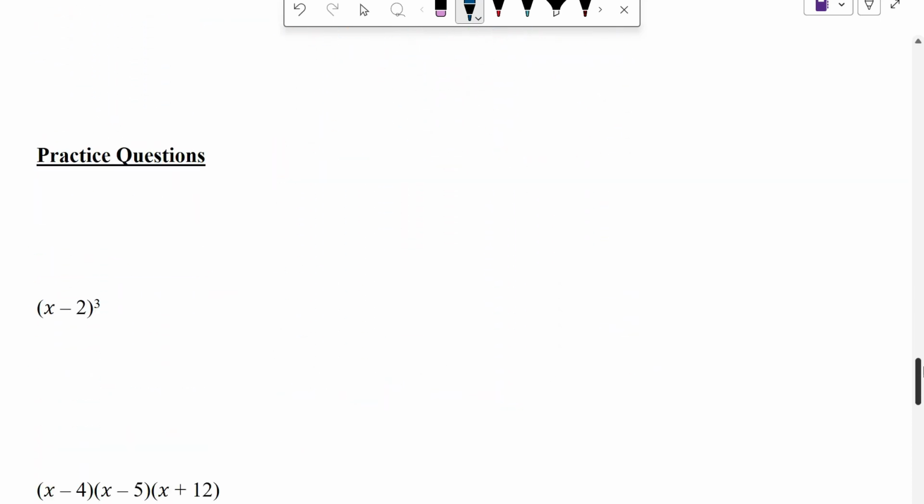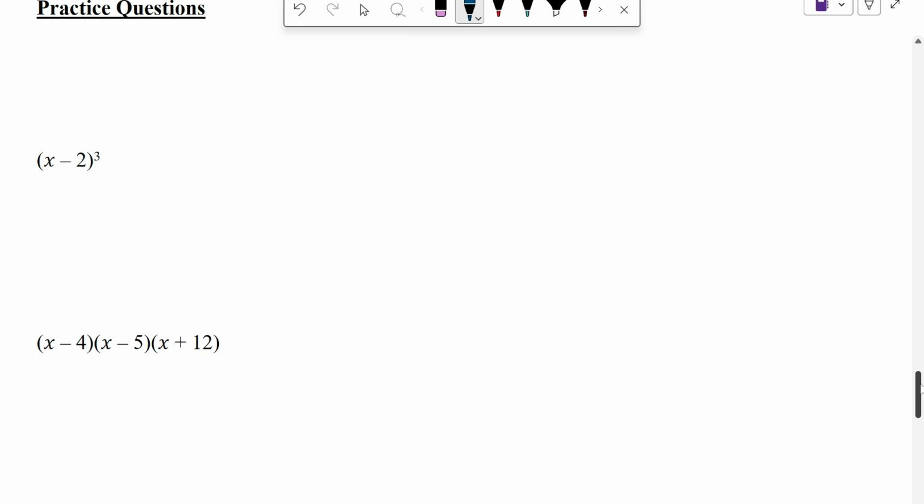Moving on now to some practice questions. Again, if you can please pause the screen and have a go at these two, and once you're done, we'll go through them together.